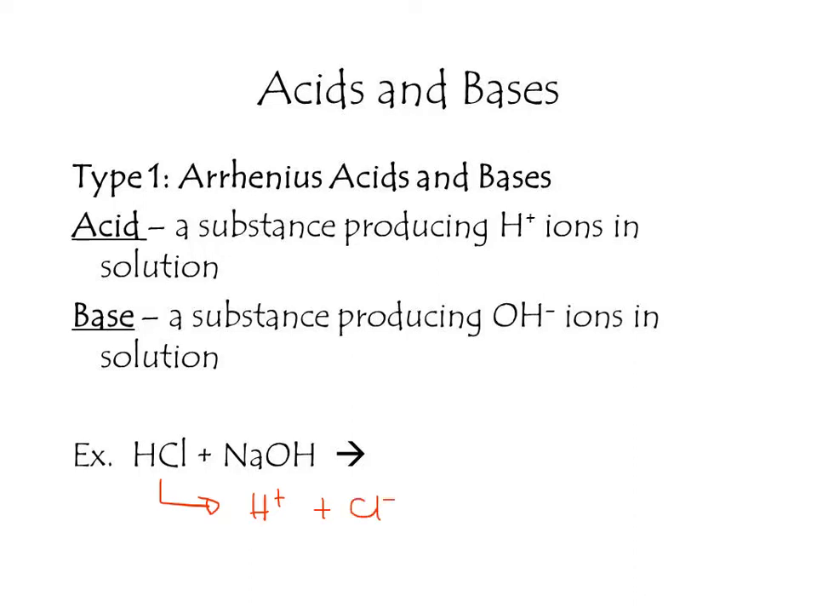Now, sodium hydroxide, the reason why we know sodium hydroxide is our base is because when sodium hydroxide dissolves in water, it dissociates to produce sodium ion and hydroxide ion. So by definition, sodium hydroxide is our Arrhenius base and hydrochloric acid is our Arrhenius acid.